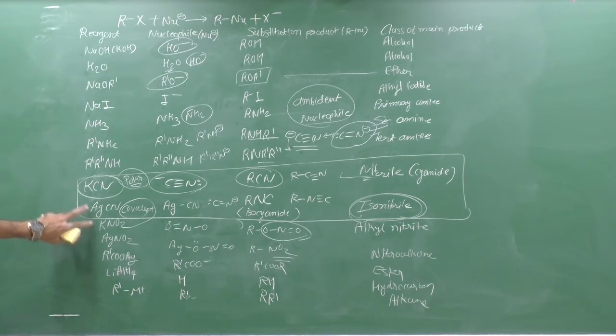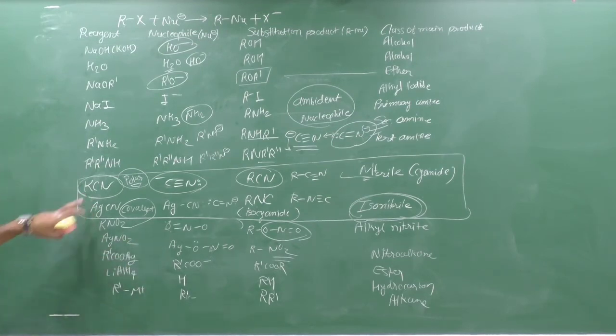Remember these two also. In our textbook, Example 10.5 is given: haloalkanes react with KCN to form alkyl cyanide as a main product while AgCN forms isocyanide as a chief product. I explained that it is an ambident nucleophile.